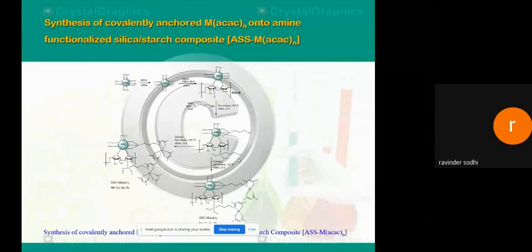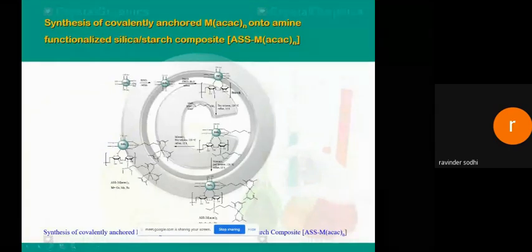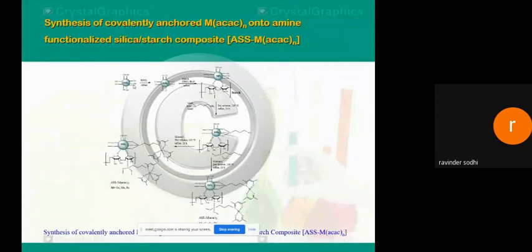So what we did here is we started with silica. We took activated silica and treated it with thionyl chloride. That is, we added thionyl chloride dropwise over a period of 15 minutes at room temperature, followed by stirring for 15 hours at 80 degrees. The unreacted thionyl chloride was removed by distillation, and the resulting silica chloride was then vacuum dried at 90 degrees.